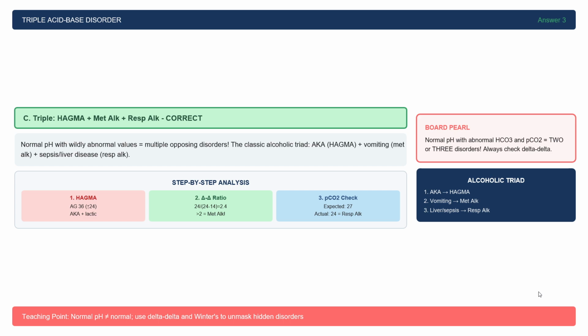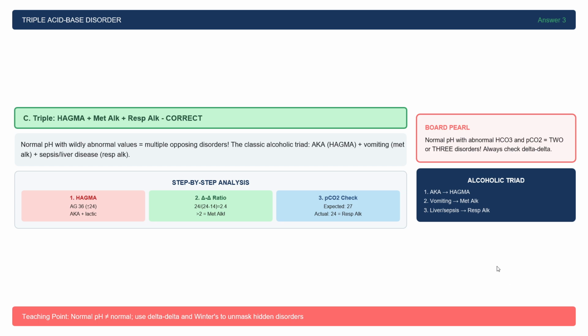So the answer is C. This patient actually has three acid base disorders happening at the same time: a high anion gap metabolic acidosis, a metabolic alkalosis, and a respiratory alkalosis. And the biggest trap here is the normal pH of 7.4. If pH looks normal, but the bicarb and CO2 are clearly abnormal, that should immediately make you think multiple opposing processes are canceling each other out. So let's break it down quickly.